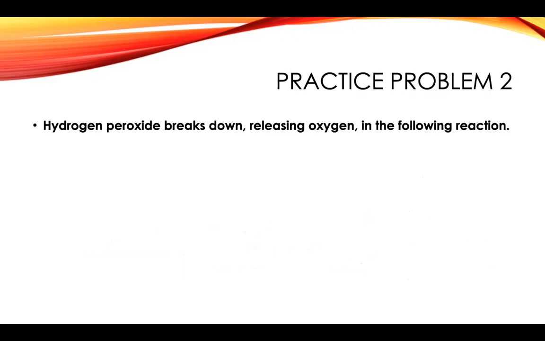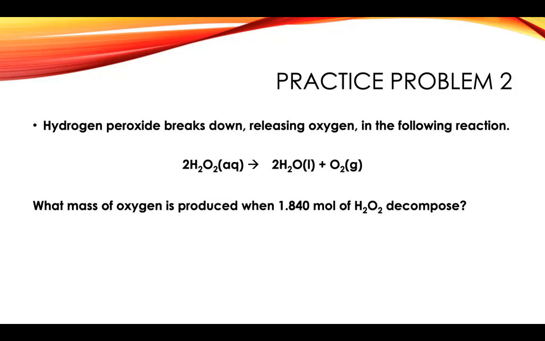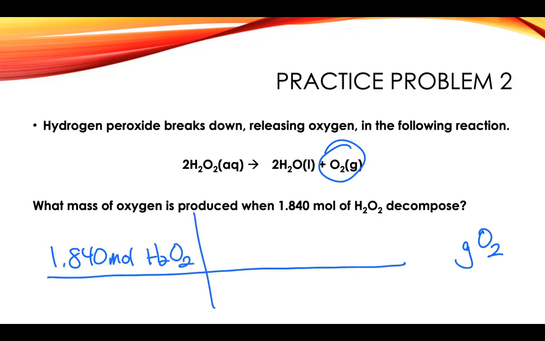Okay, hydrogen peroxide breaks down, releasing oxygen in the following reaction. So we've got 2 moles of hydrogen peroxide breaks down to 2 moles of water plus 1 mole of oxygen. What mass of oxygen is produced when 1.84 moles of hydrogen peroxide decompose? So I've got grams of O2. Don't forget, oxygen is a diatomic molecule. I've got 1.840 mole of H2O2. First thing I want to do, change moles of H2O2 to moles of O2. So according to my balanced equation, 2 moles of H2O2, 1 mole of O2. So H2O2 cuts.